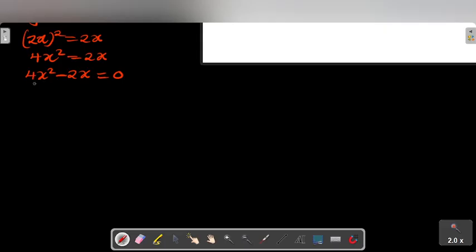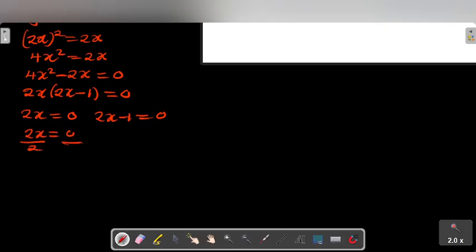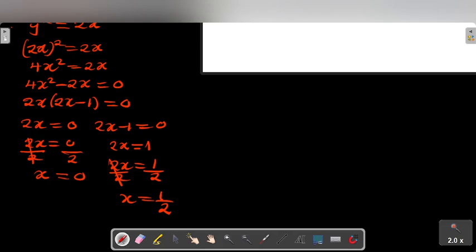From here we factor out what is common. We can see that 2x is common, then we remain with 2x minus 1, and this will be equal to 0. So now we have 2x equal to 0, or 2x minus 1 equal to 0. For 2x equal to 0, we divide by 2, and the value of x will be 0. Then here we have 2x, and negative 1 will cross the equal sign to become positive 1, so 2x equals 1. We divide by 2 throughout, then we have the value of x as 1 over 2. So that's how we solve that equation.